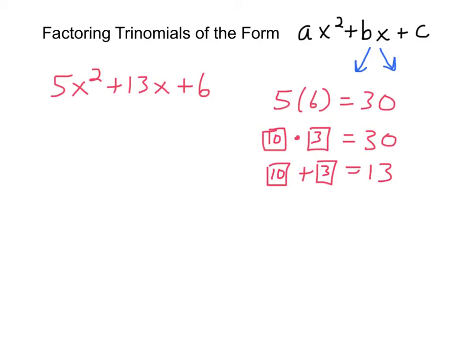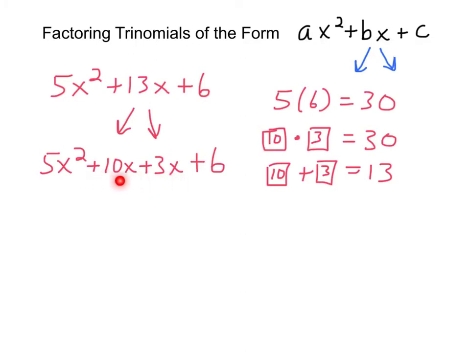So when we split this middle term up into 2, we're just going to leave the first term alone, the 5x squared, and we're going to replace the 13x with a plus 10x and a plus 3x. And then we'll just bring down the plus 6. Now the nice thing about it is it doesn't matter what order you put those 2 in.